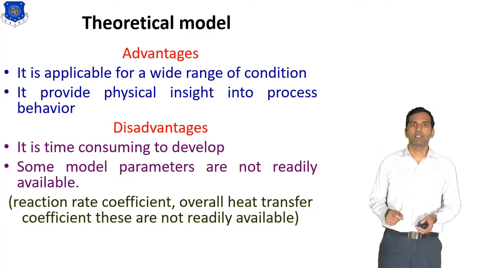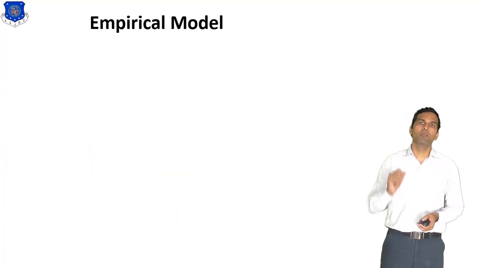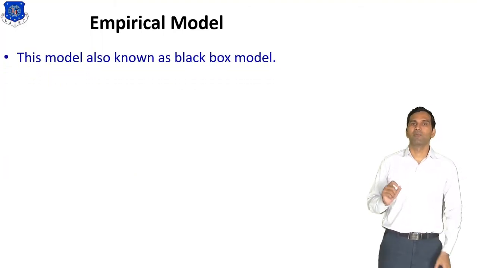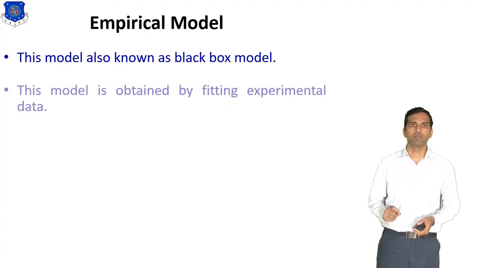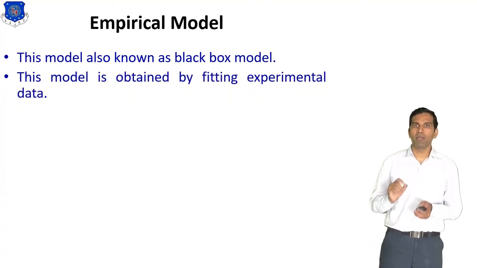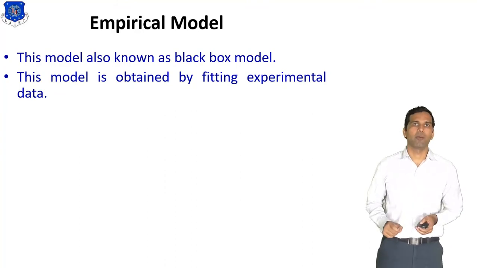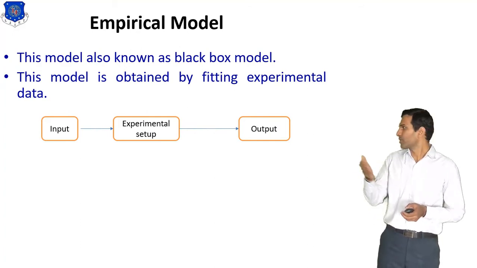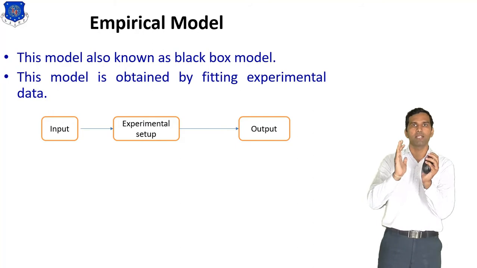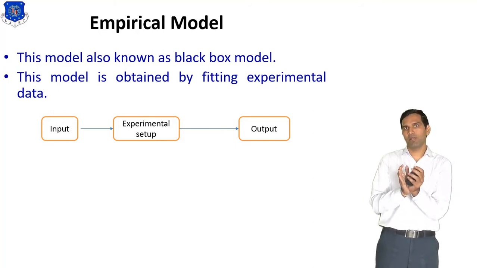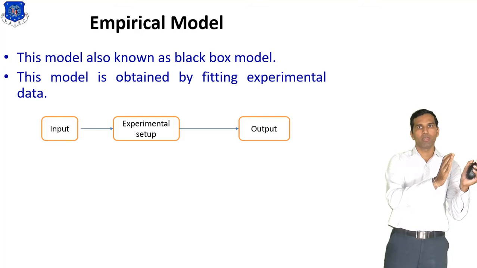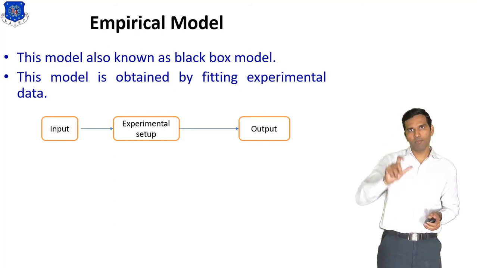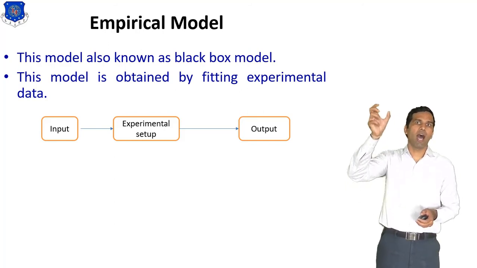Now we discuss the second model, that is the empirical model. This model is also known as the black box model. This model is obtained by fitting experimental data. Now we understand it by using this figure. We have an experimental setup, and in this experimental setup we give some input and we get some output. So for different values of the input we have different values of the output.